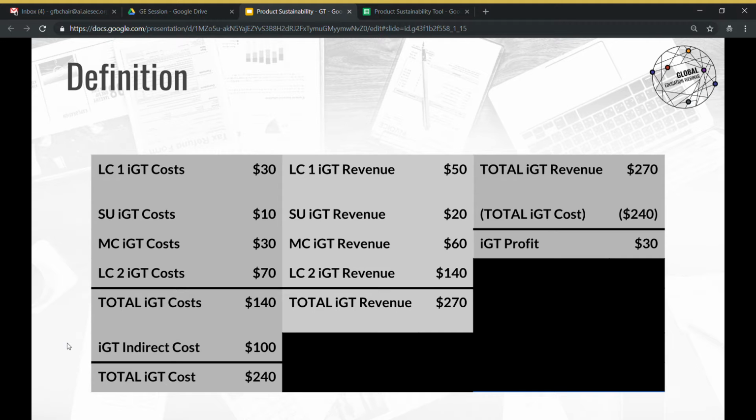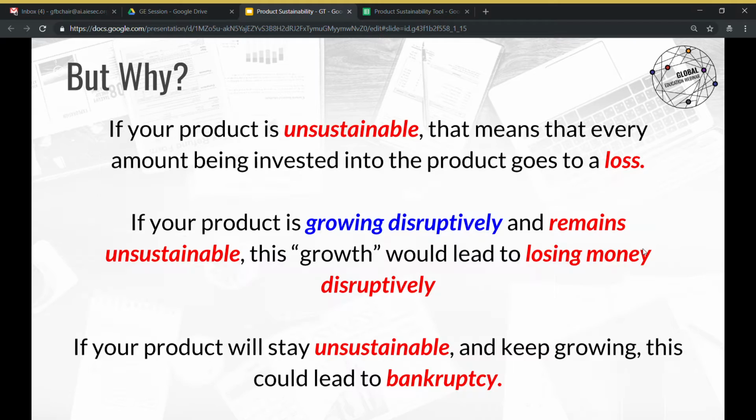Now this is a sample of how it looks as a level 2. If your direct cost, such as here in total IGT cost, is $140, and then IGT indirect cost is $100, and then IGT revenue is $270, then that means 270 minus 240 equals $30.